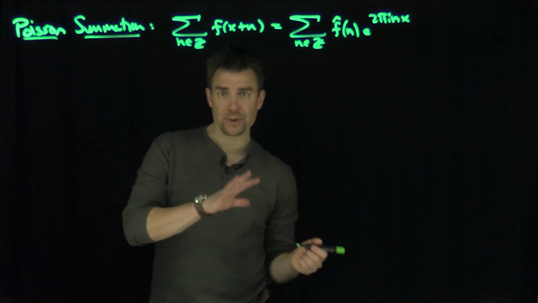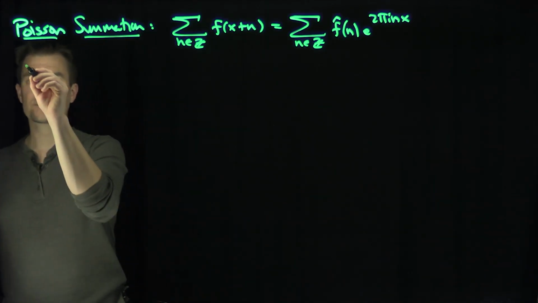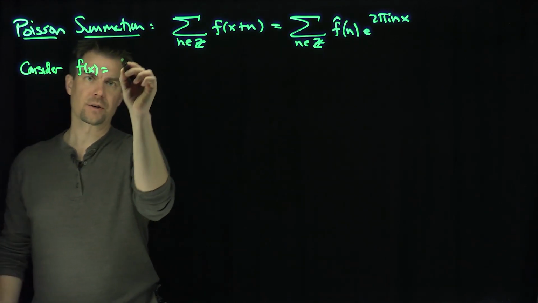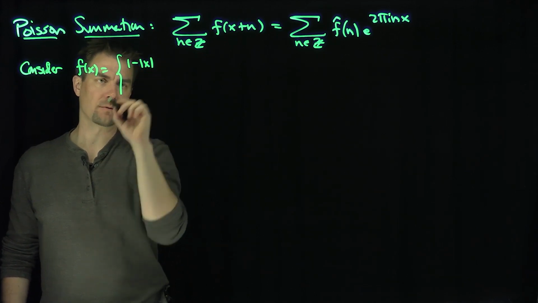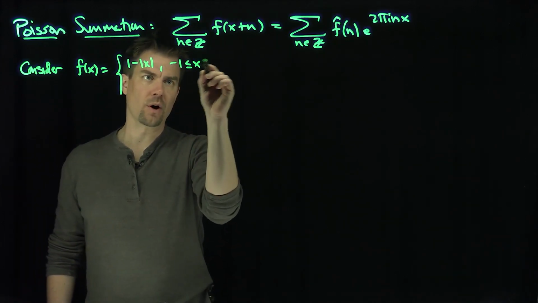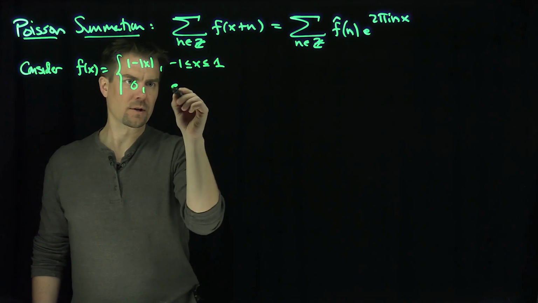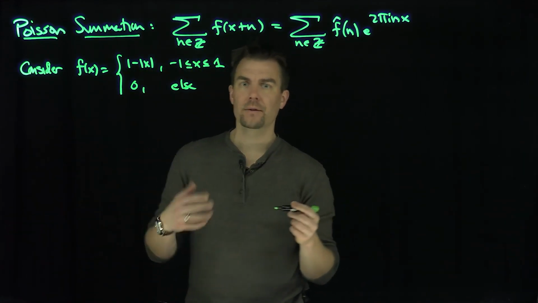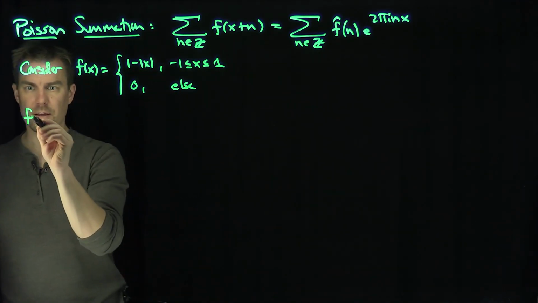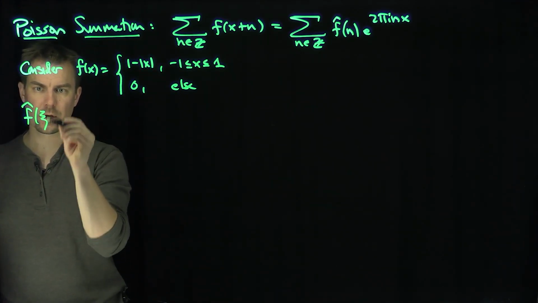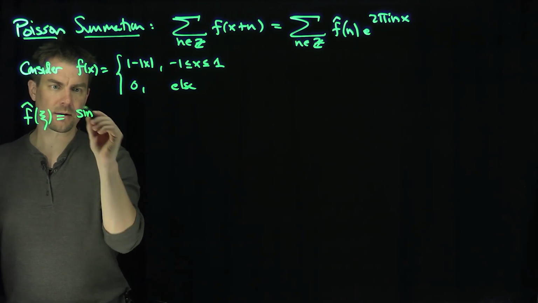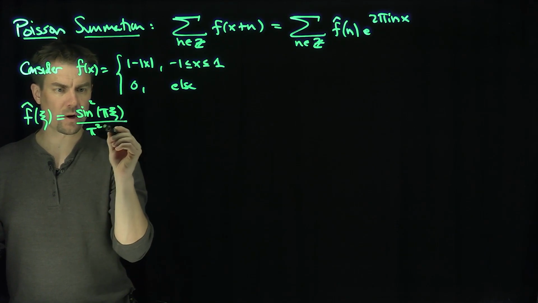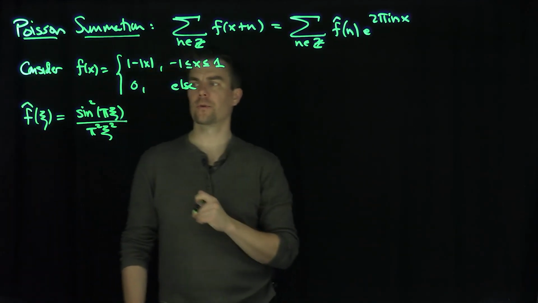So what I'm going to do now is use a particular example we've seen in the past. Let's consider this function. Consider f of x is our tent function, 1 minus absolute value of x for x between -1 and 1, and 0 otherwise. This function clearly decays rapidly at infinity, so I can apply Poisson summation to this. But recall that we proved that this relates to the Fejer kernel. So f hat of xi is sine squared of pi xi over pi squared xi squared. Okay, that's the Fourier transform.